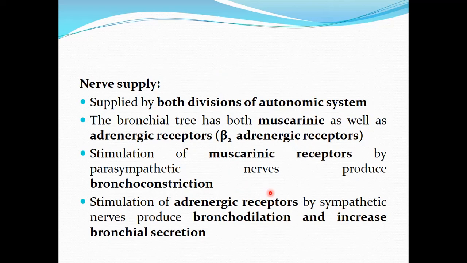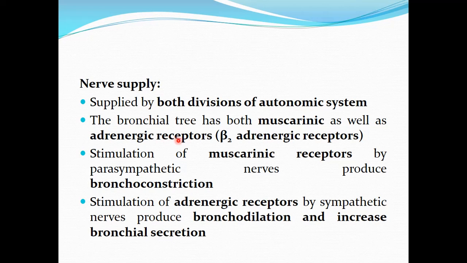Now talking about the nerve supply of the lungs. The lungs are supplied by both divisions of the autonomic nervous system. Now, the autonomic nervous system has two divisions. You all must be knowing that it has a sympathetic division and a parasympathetic division. There are two types of receptors present in the lungs for mediating the actions of the autonomic nervous system, the muscarinic receptors as well as the adrenergic receptors.